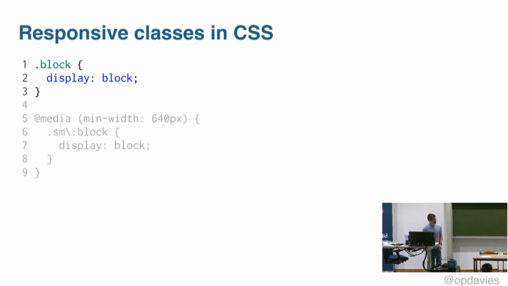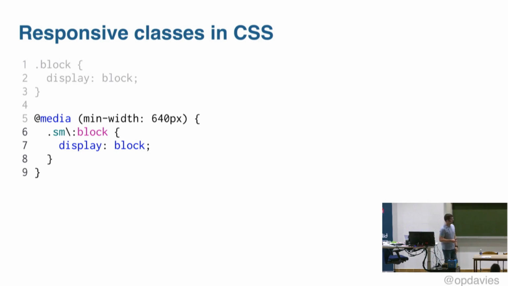So how does this work? We've got the usual block, which is display block, and I just love the simplicity of that. For some reason, block is just display block. And then we've got our media query that says at the minimum width of 640 pixels, we do sm, again we'll escape that colon, and then say display block.